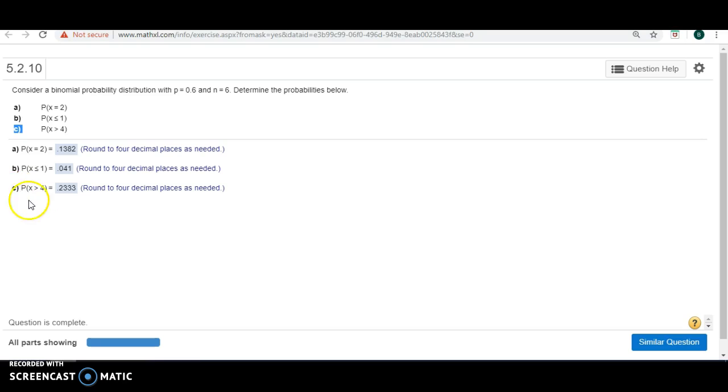Now for this last one, probability of x is greater than 4. Well, first of all, our values only go up to 6. So we would find the probability of x equaling 5 and the probability of x equaling 6, just like we did in B, except with different numbers here. X is 5 and x is 6. Once we get those probabilities, we're going to add those together just like we did in B.